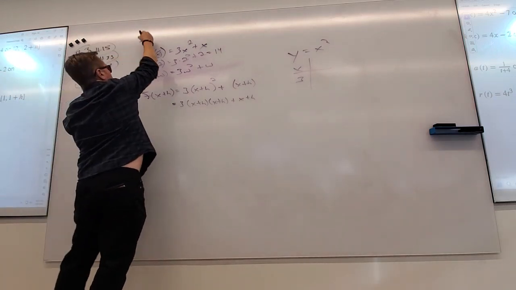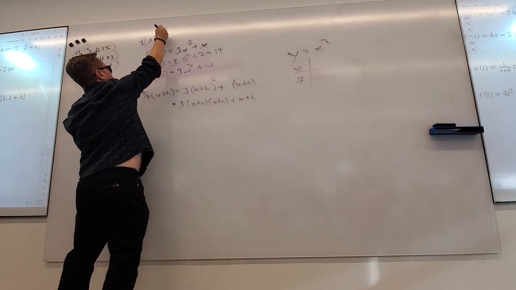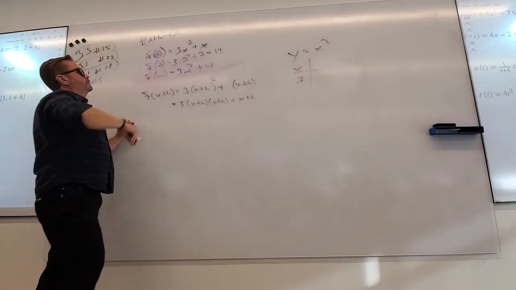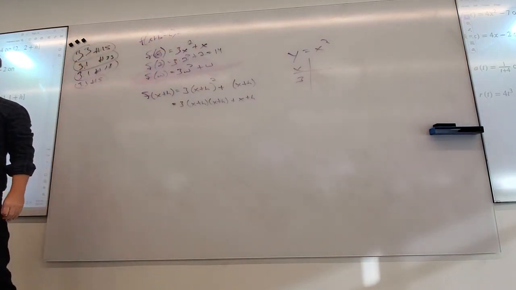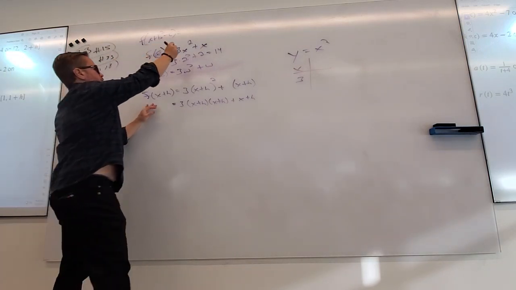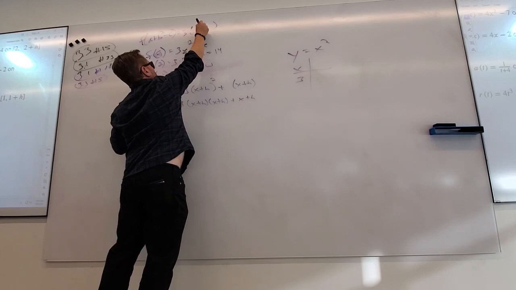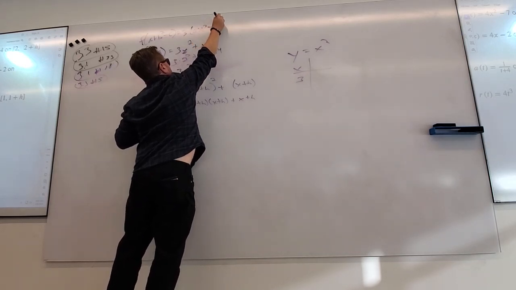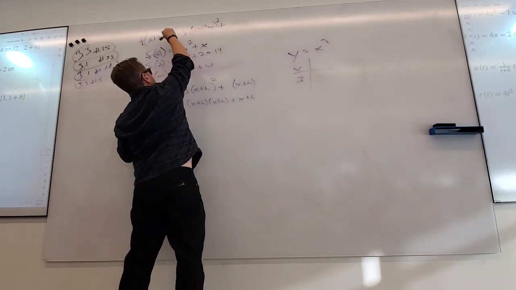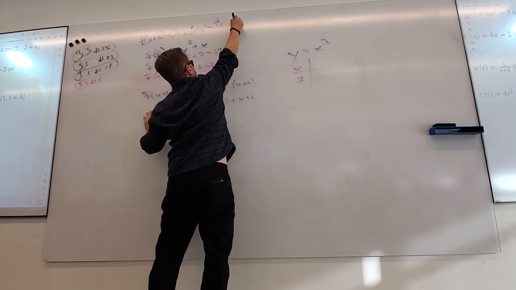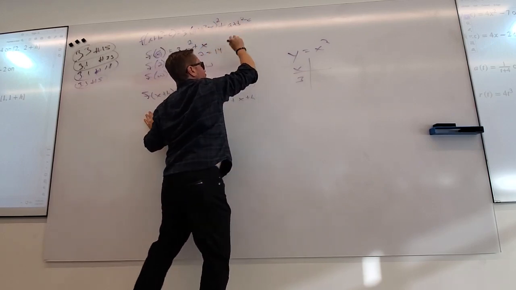What if it was f of a plus b squared minus c? That'll be 3. What are you going to put in place of x? The quantity a plus b squared minus c, squared, plus a plus b squared minus c. That's gross. Yes, everybody agree?